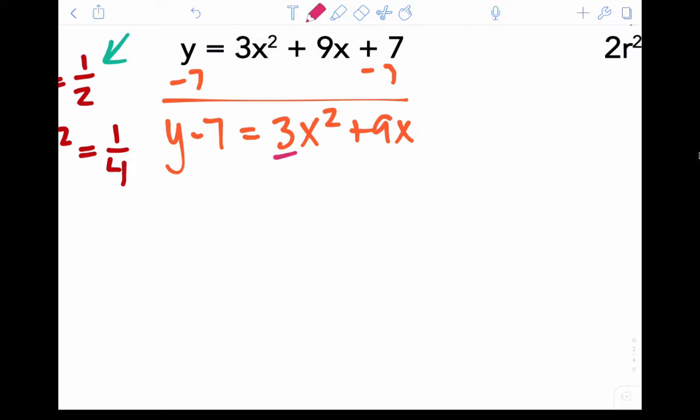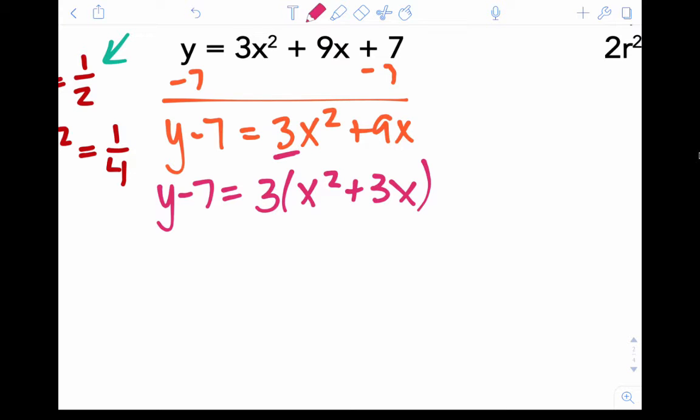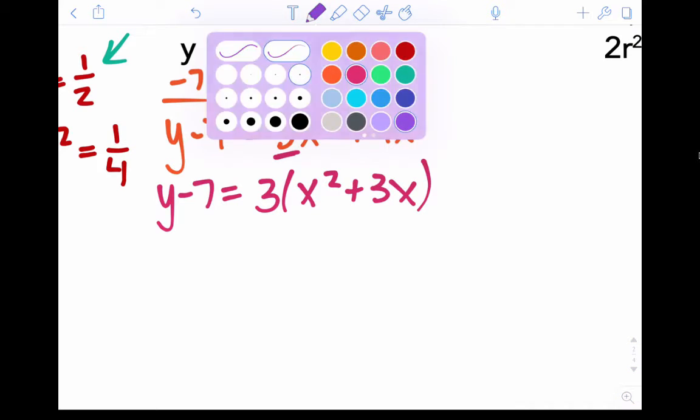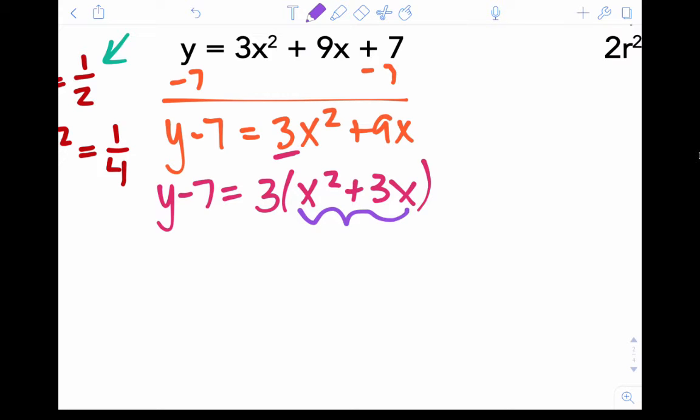Now I'm going to factor out that a value. So y minus 7 on the left, factor out a 3 to get x squared plus 3x. Now I need to complete the square inside of the parentheses.